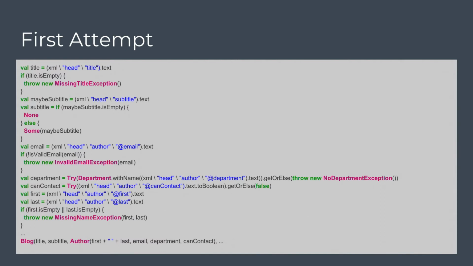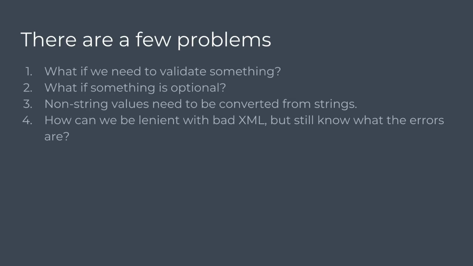So for our first attempt, we simply used the built-in Scala XML library to access the elements of the XML document. And then we would convert those strings into whatever types we needed and perform validation on that, which worked okay, but we started to notice that we were doing the same things over and over again and wanted to consolidate that.